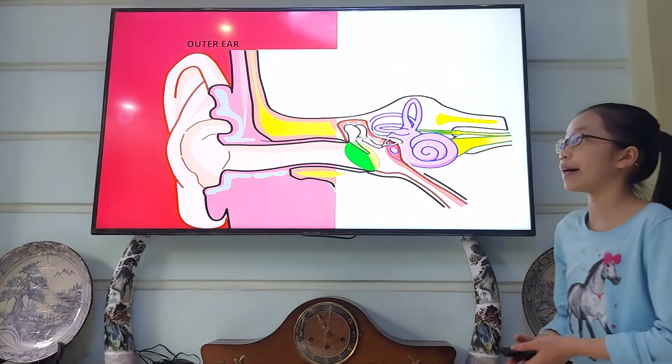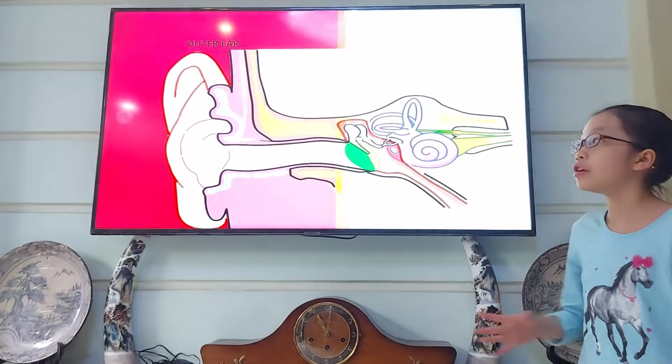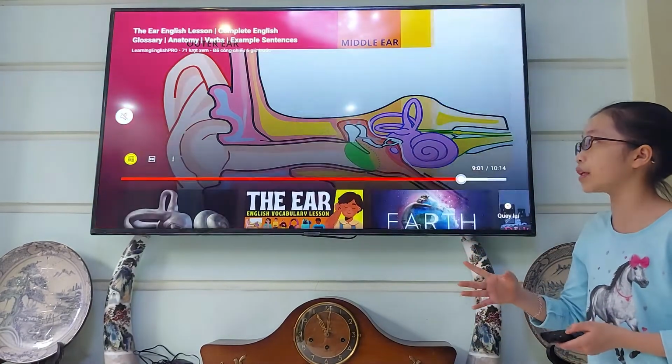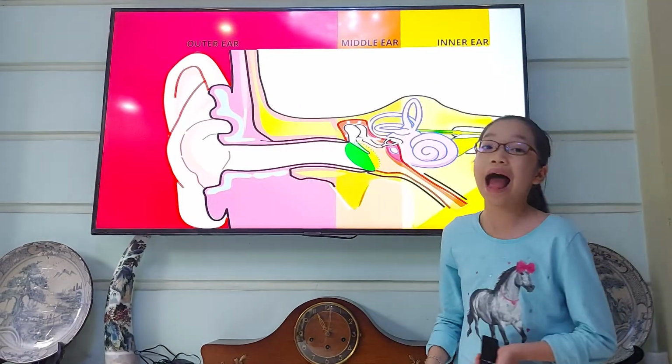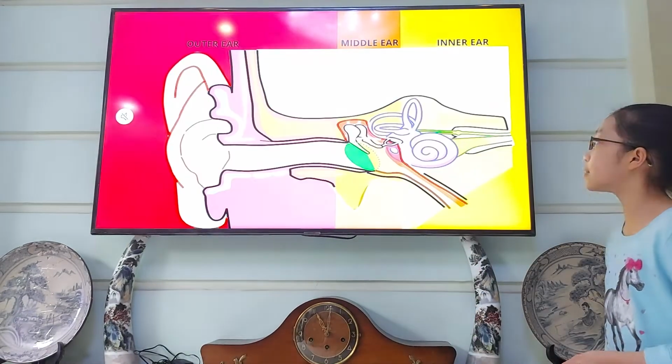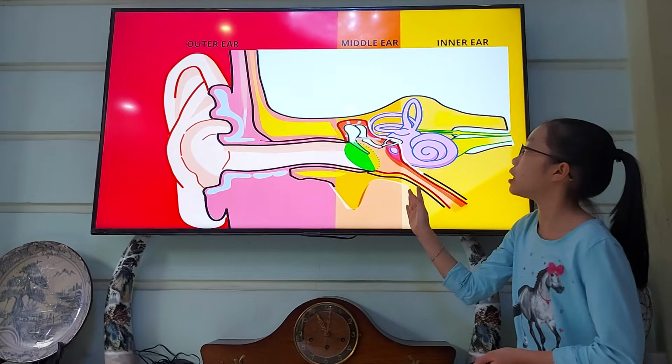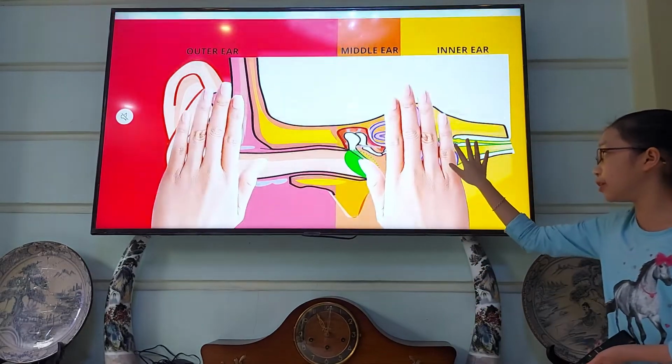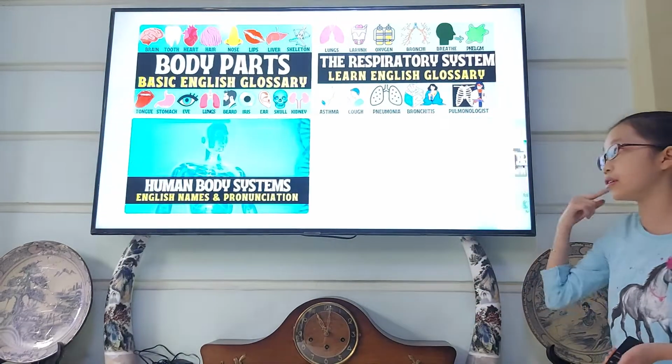And the ear is divided into three sections. The first section, where you can use something to wipe your ear, is called the outer ear. The second section is the middle ear, and the third one is the inner ear, which you mustn't use something to dig into.